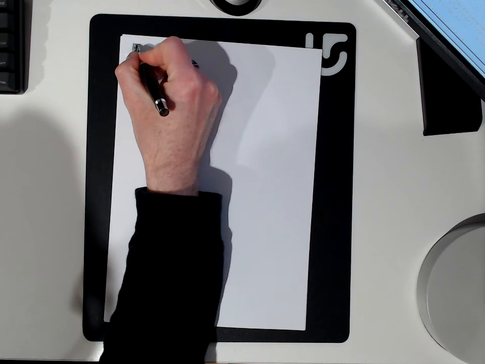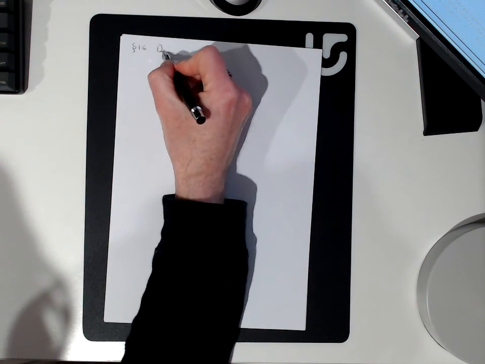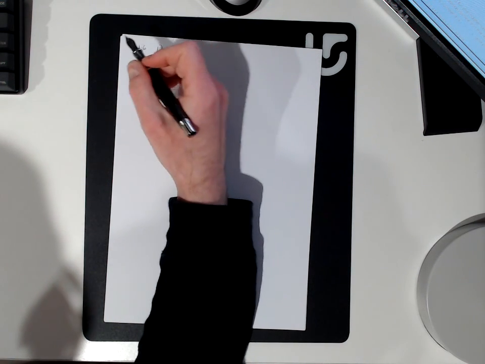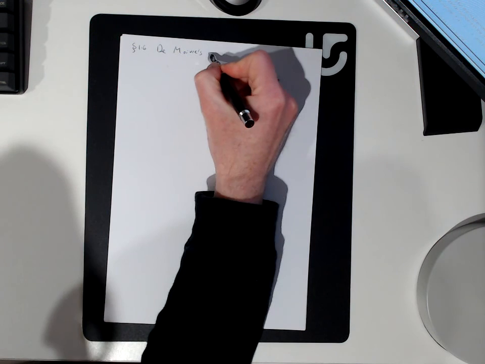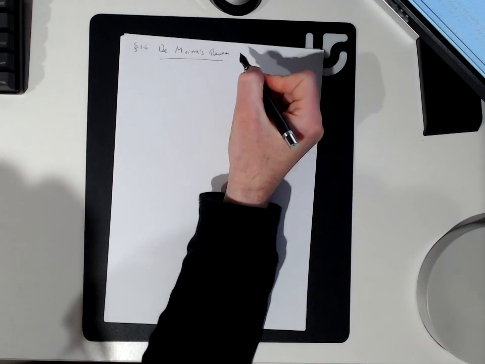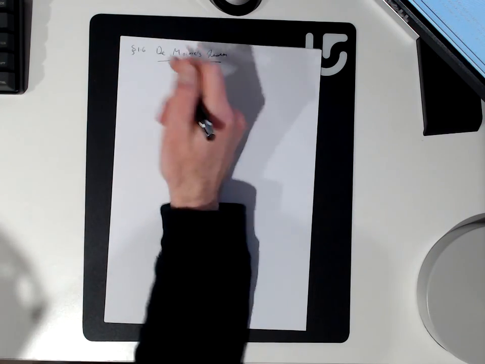Hello, so this is section 1.6, which is all about, I'm probably going to say this wrong, de Moivre's theorem. Anyway, I need to check that with somebody.